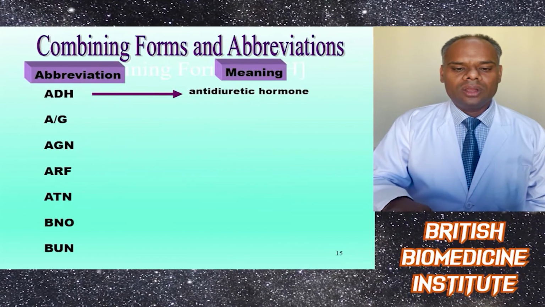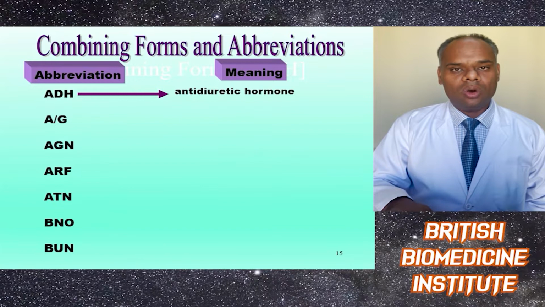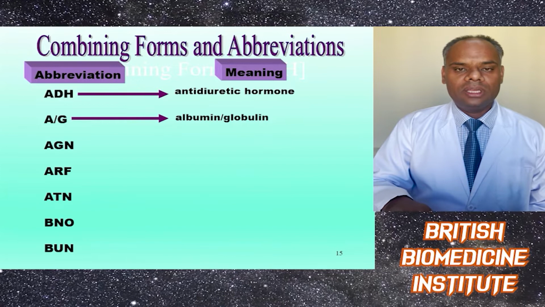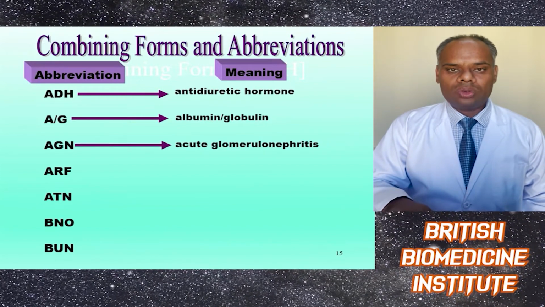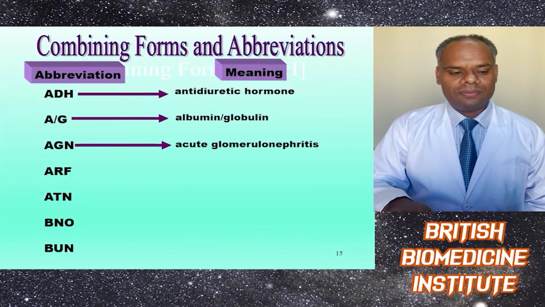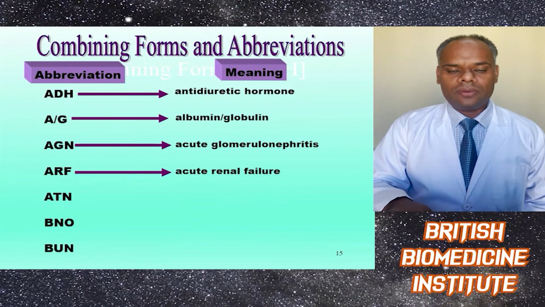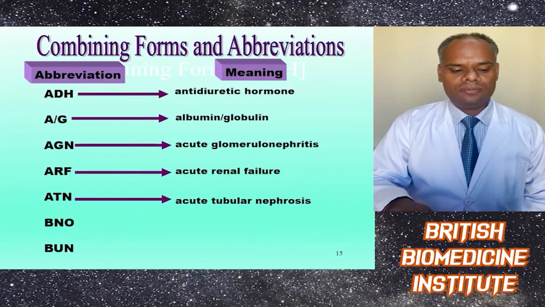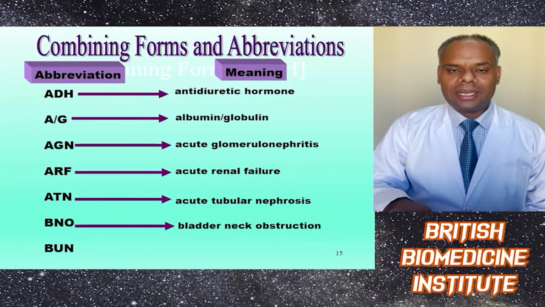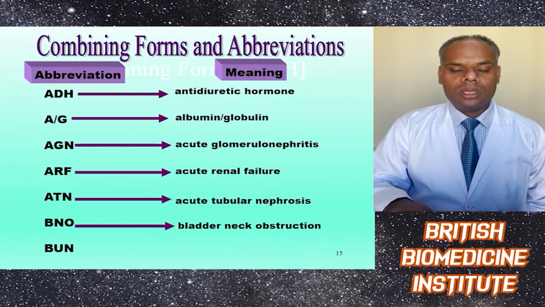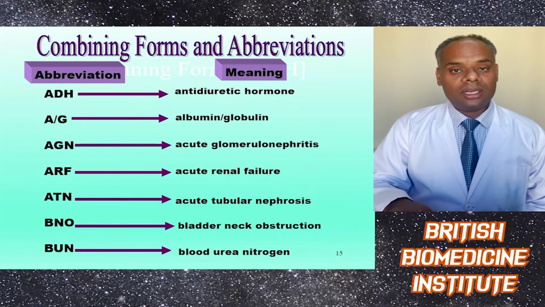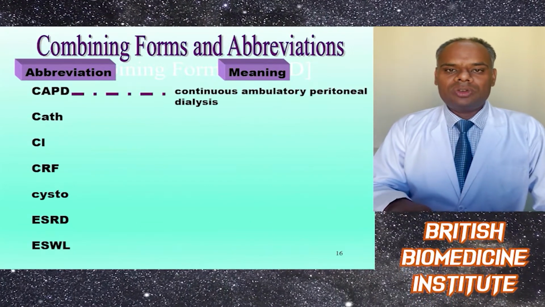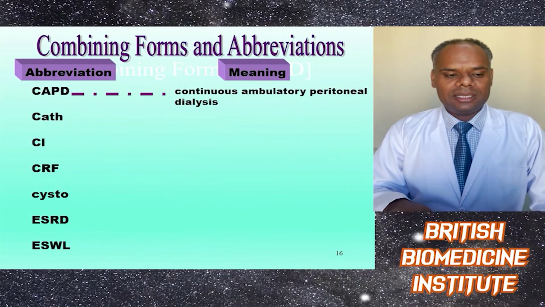ADH full form is antidiuretic hormone, whereas A/G is albumin globulin ratio. AGN is acute glomerulonephritis. ARF is acute renal failure. ATN is acute tubular necrosis. BNO is bladder neck obstruction. BUN is blood urea nitrogen. CAPD is continuous ambulatory peritoneal dialysis.